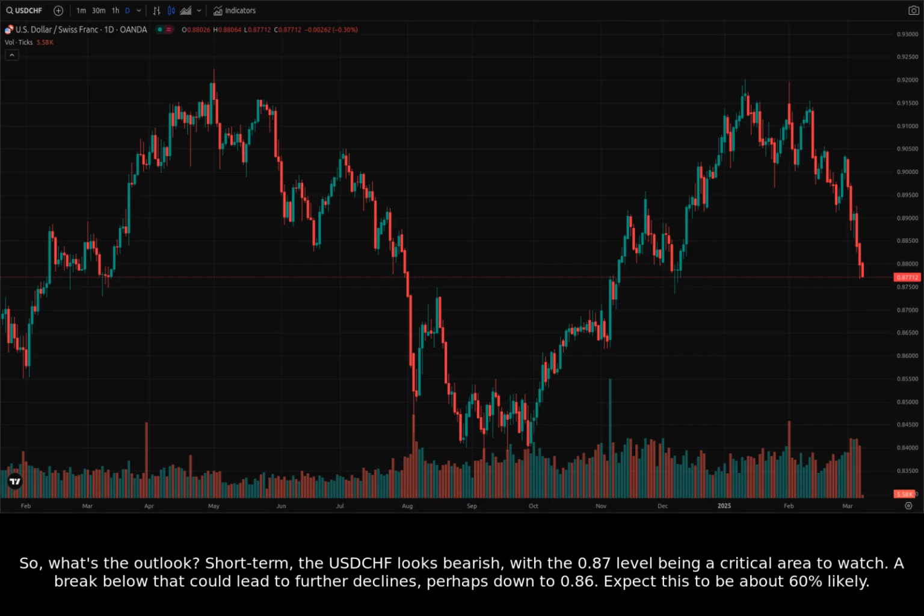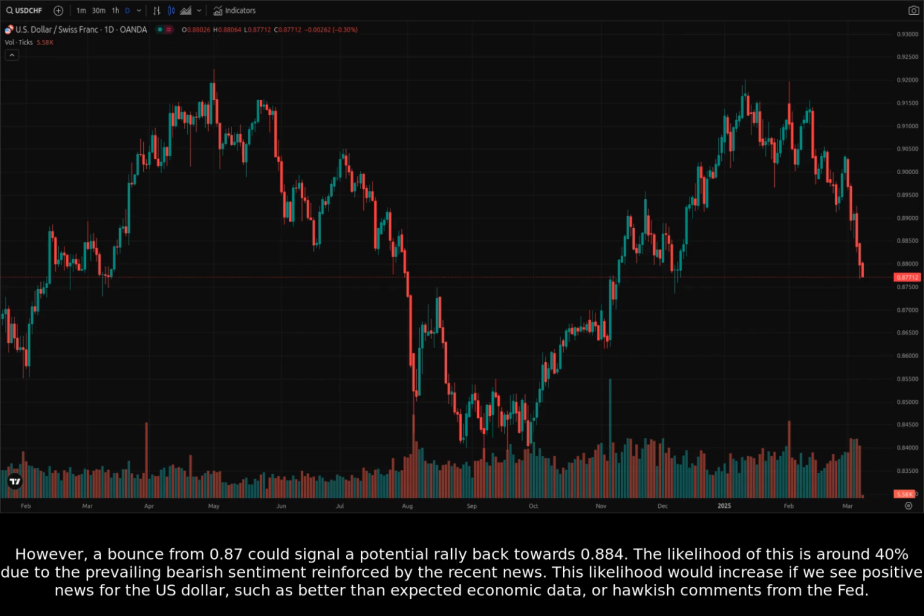So, what's the outlook? Short term, the USDCHF looks bearish, with the 0.87 level being a critical area to watch. A break below that could lead to further declines, perhaps down to 0.86. Expect this to be about 60% likely. However, a bounce from 0.87 could signal a potential rally back towards 0.884. The likelihood of this is around 40% due to the prevailing bearish sentiment reinforced by the recent news.